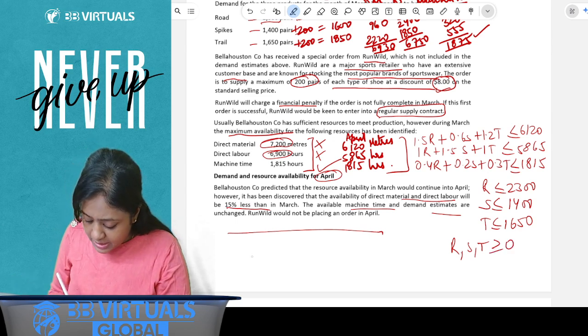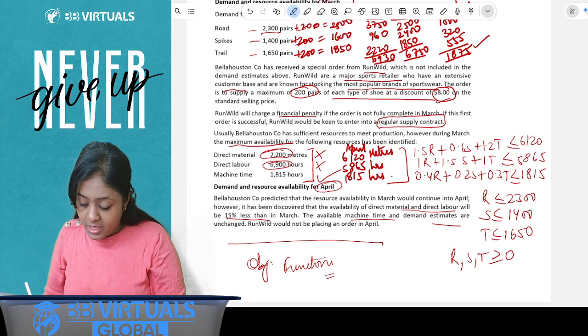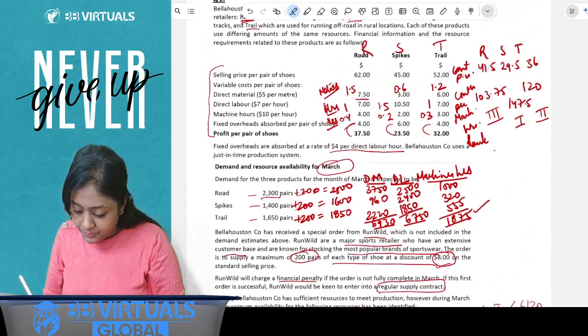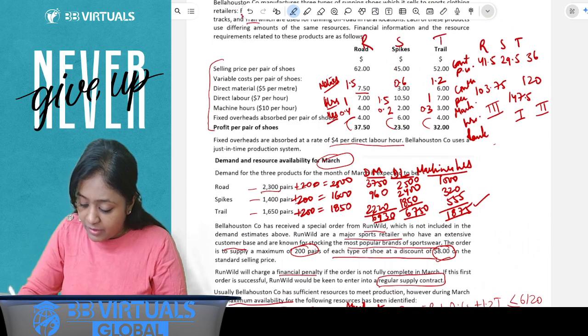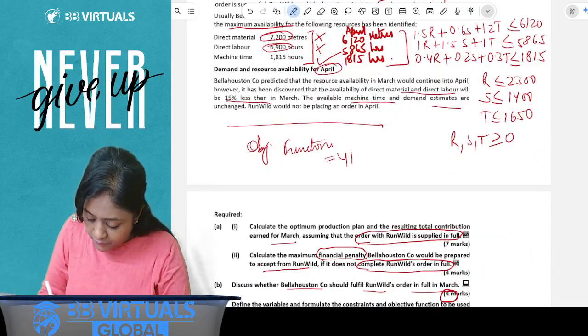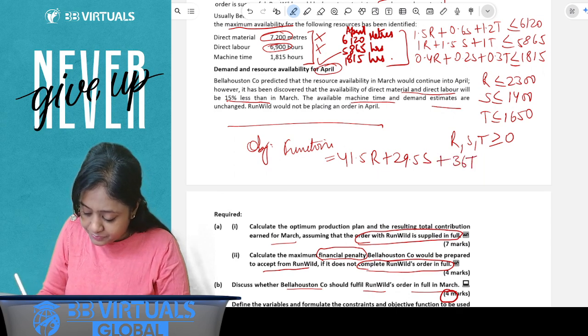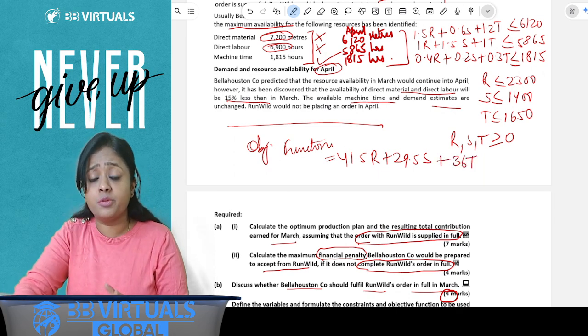Now let's make the objective function. The objective function would be made with the use of contribution. The contribution we had calculated as 41.5, 29.5 and 36. So 41.5 R plus 29.5 S plus 36 T. This is the maximum contribution that we will have.